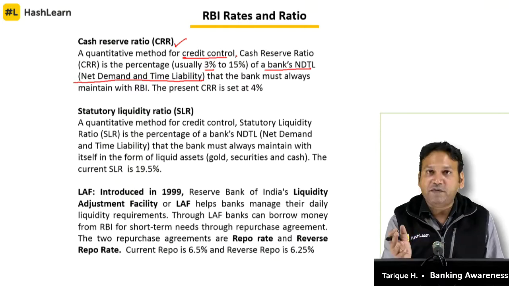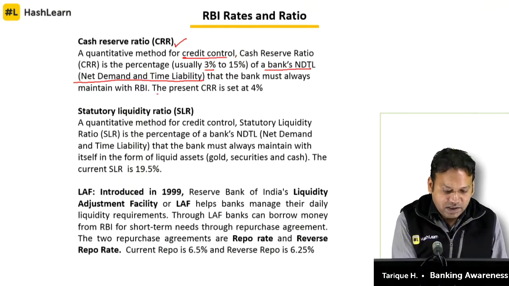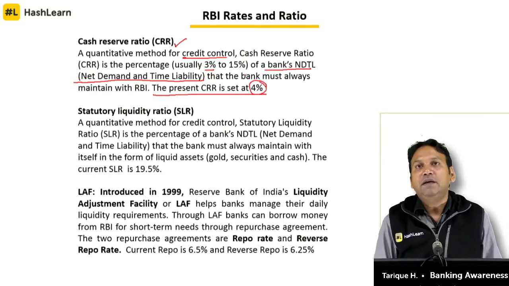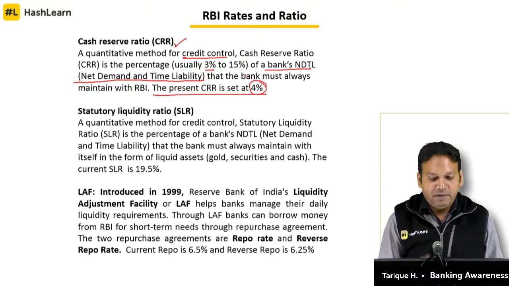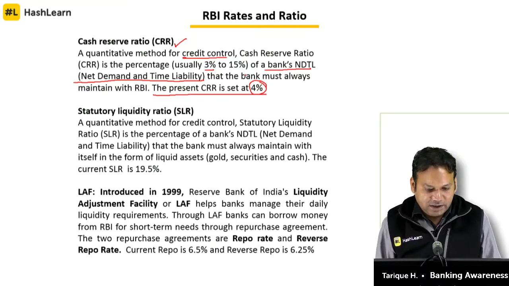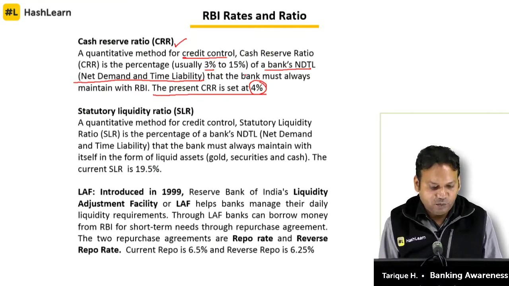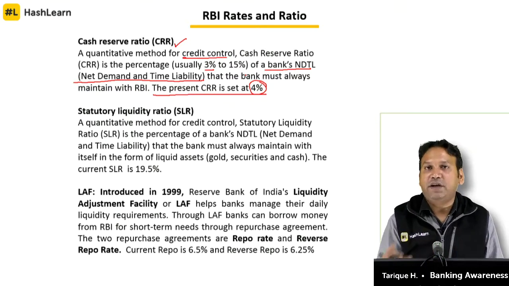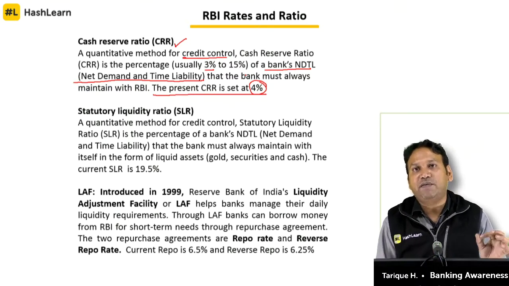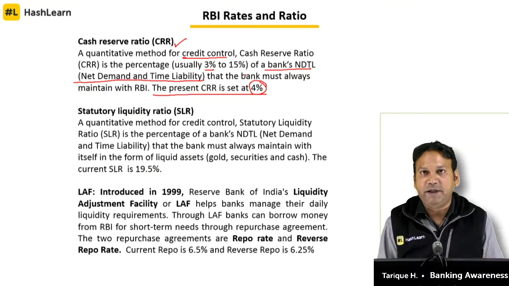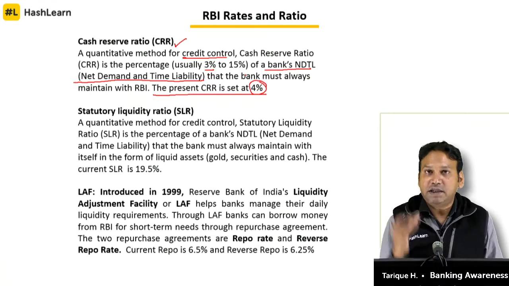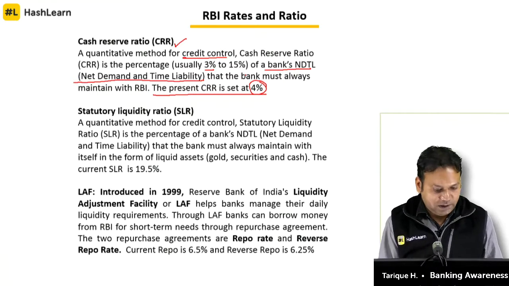That's the range of the CRR. Present CRR is at 4%. So if the question comes in examination कि अभी CRR क्या है, the answer will be 4%. The present CRR is 4%. Again full form क्या है? Cash reserve ratio. It is a percentage of the net demand and time liability. The range is from 3 to 15%. The present CRR is 4%.